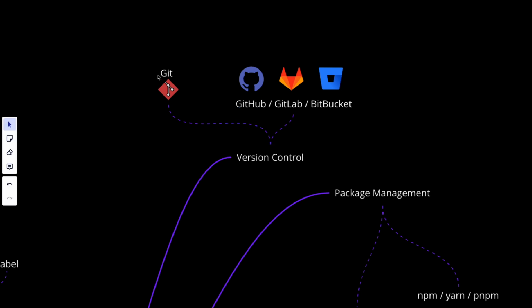And for that, we have Git, which is the most common version control tool. This is the tool you'll use to manage all these updates to your code. It lets you track changes, revert to previous stages, and work on different features without messing up your main project.